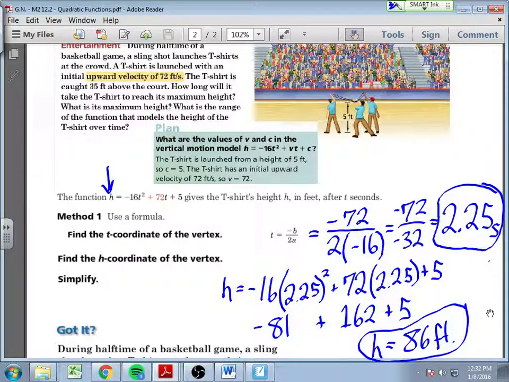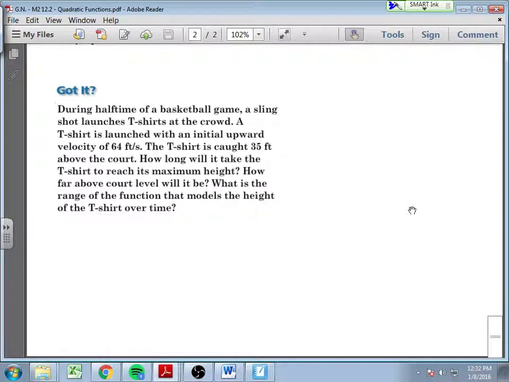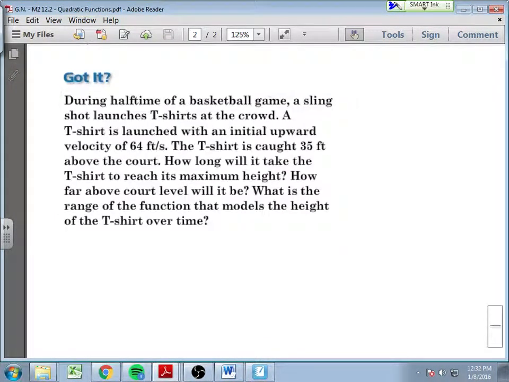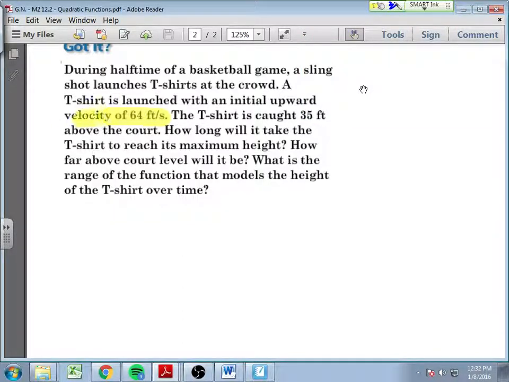Questions, comments, concerns? Does this make sense to us? Try the next one on your own, and then that's the end of our lesson. Then you try it on your own and I understand every answer you give me. So remember what I said: that B term is your initial velocity. The A term is gravity.